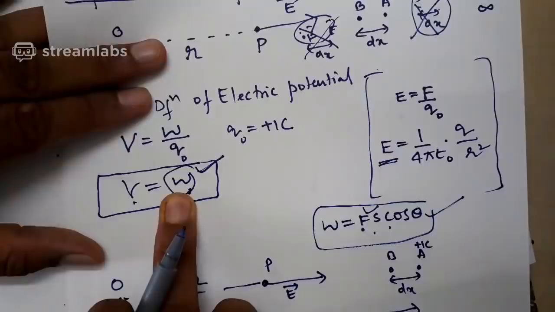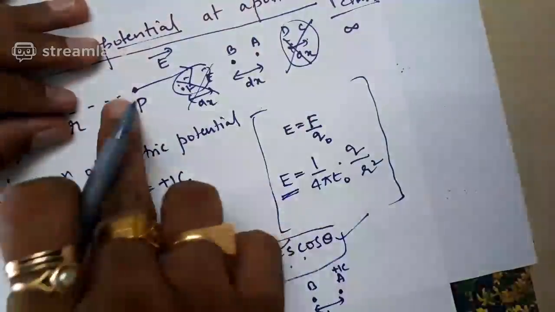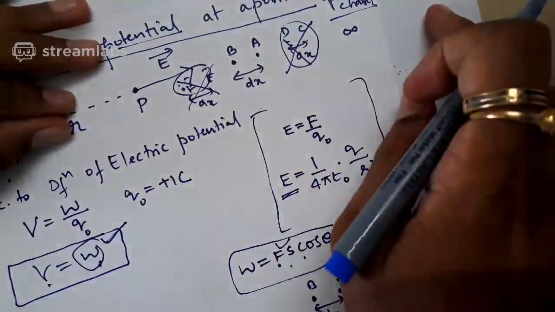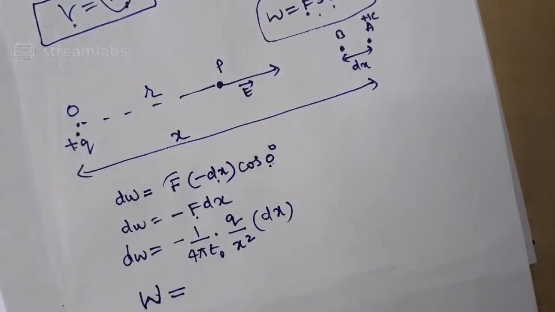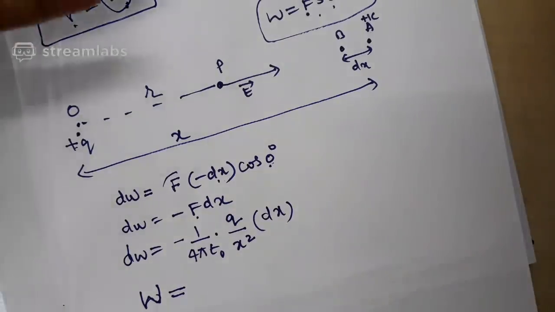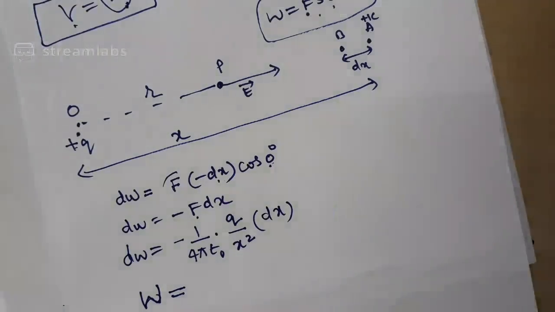My aim is to calculate the total work done in bringing a unit positive charge from infinity to point P. If you add all the small work done, obviously I am going to get the total work done. But the problem is how to add those work done. Because we should know all the dW's, dW1, dW2, individually. We are unable to calculate individually because it is extending up to infinity. It is not a finite distance.